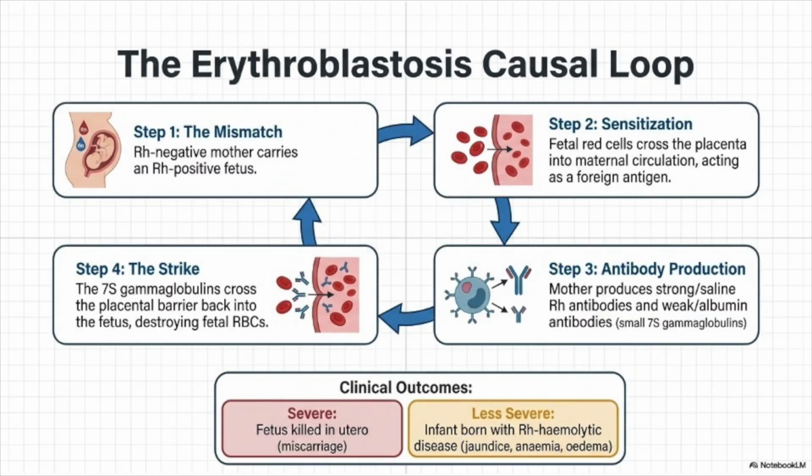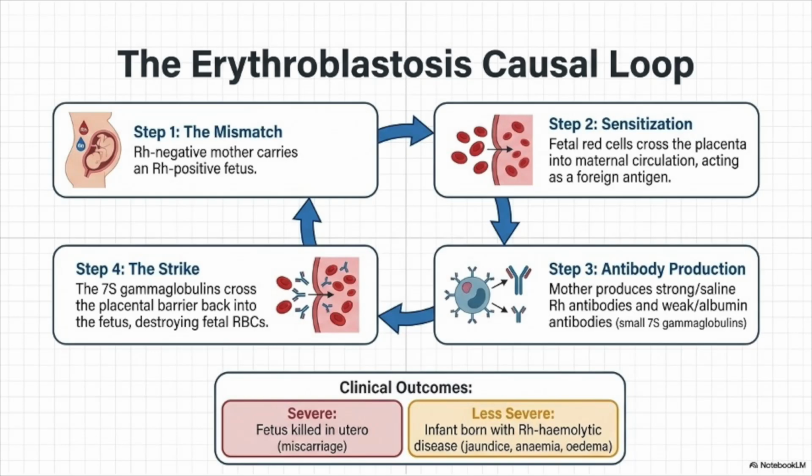This brings us to the erythroblastosis causal loop. It begins with a mismatch where a rhesus negative mother carries a rhesus positive fetus. This leads to sensitization, where fetal red cells cross the placenta into the maternal circulation, acting as a foreign antigen. The mother's body then responds with antibody production, generating strong saline antibodies and weaker albumin antibodies, known as 7S gamma globulins.